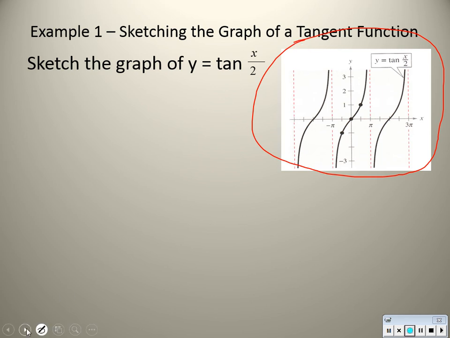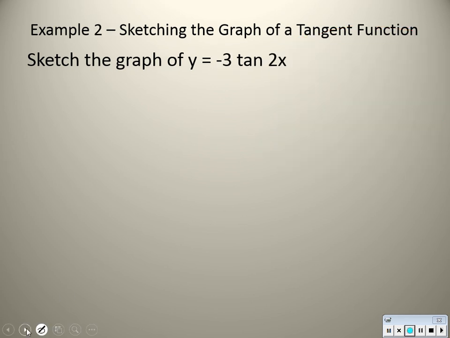So that's example 1. Example 2, I have y equals negative 3 tangent of 2x. A couple things to keep in mind here. First is I'm still going to do period. And I'll deal with this whole negative 3 business once we get to the drawing of the actual graph. So the period for this, I'm going to do pi over b, which in this case will be pi over 2.